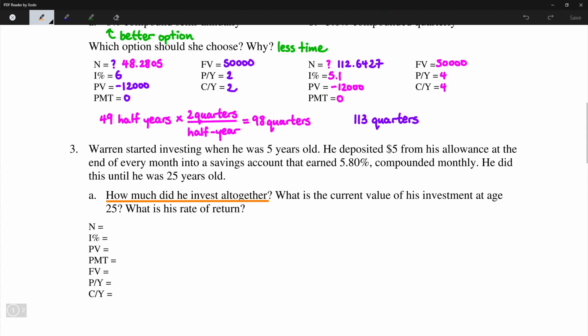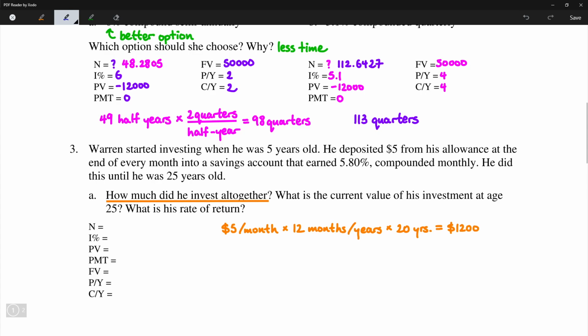And this will be a simple multiplication in this case. $5 per month times 12 months per year. And this was for 20 years. So when those are all multiplied together, we'll get $1,200 total investment. Okay, so second part asks for the current value.